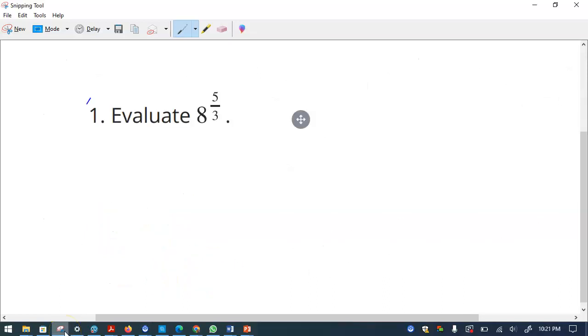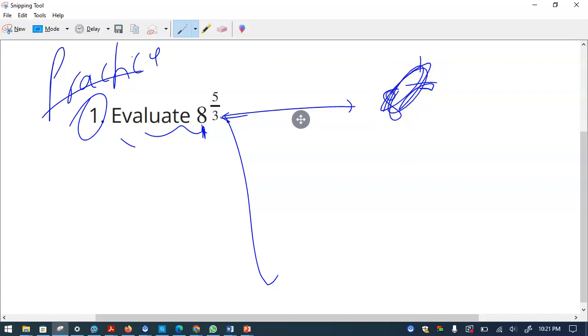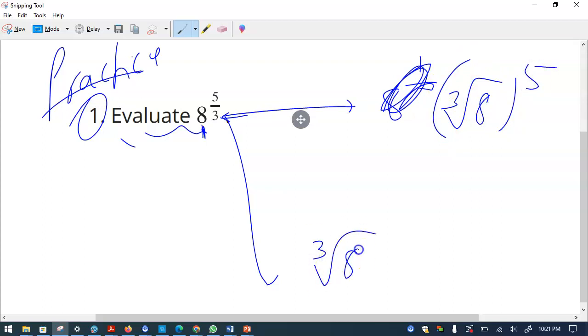So the question is, the very first practice problem you see in your packet. What is this? So the first thing is, I want to think of this 8, and I want to think of this 3 also. So of course you can write it either this way. So there are two ways. You could use the cube root of 8 and then 5, or you can write the cube root of 8 this way.